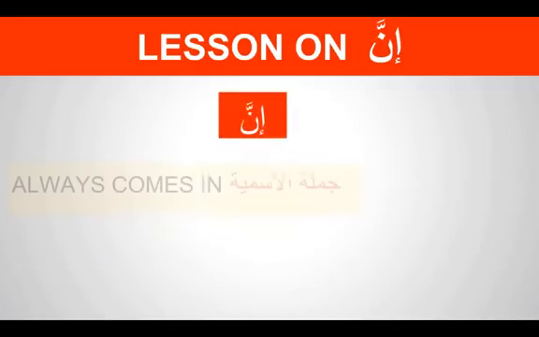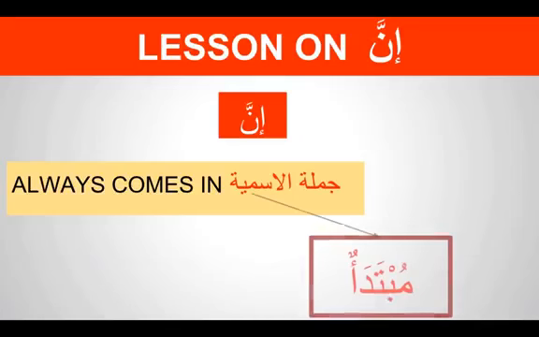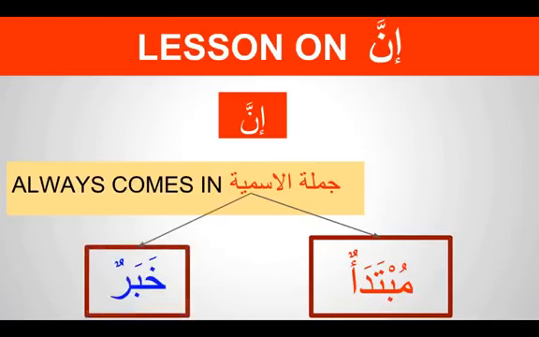Inna always comes and attaches to a jumlatul ismiya. We know there are two types of jumla, jumlatul fa'liya and jumlatul ismiya. So inna will always come in jumlatul ismiya. In jumlatul ismiya, we have mubtada and we have khabar. Let me give you an example of jumlatul ismiya.